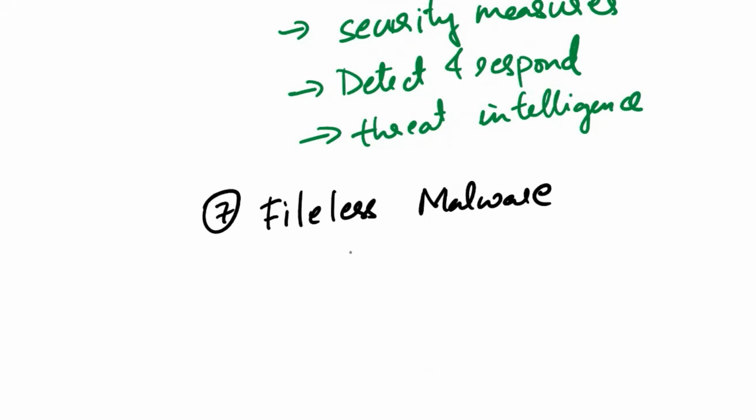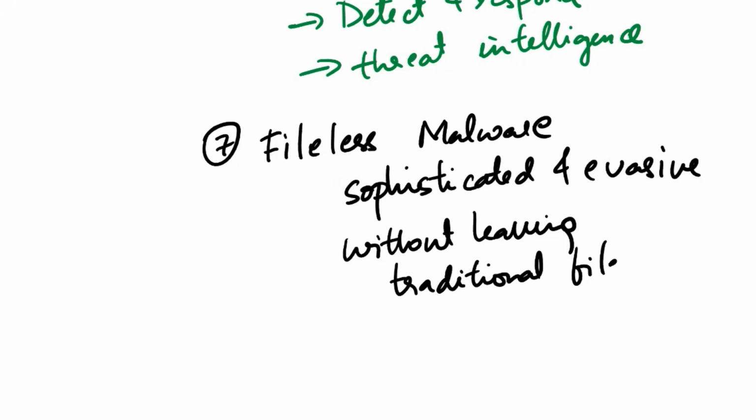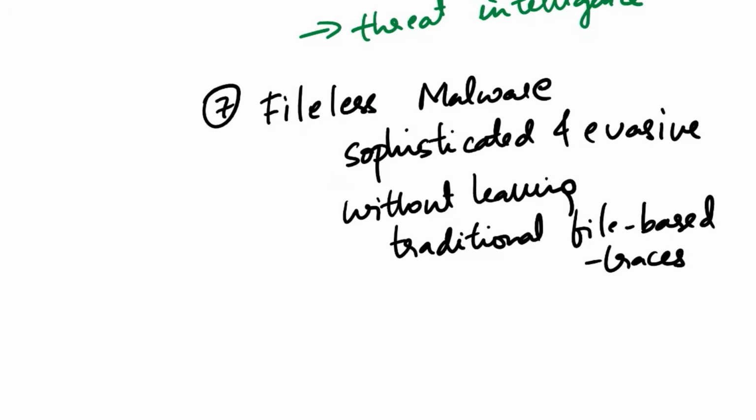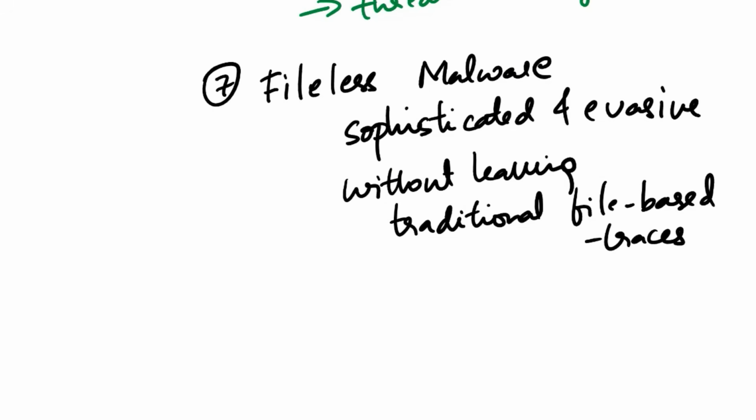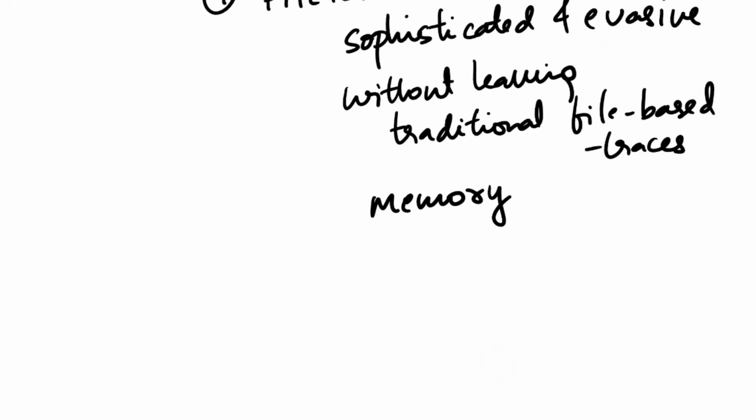Fileless malware represents a sophisticated and evasive type of malicious software that operates without leaving traditional file-based traces. I mean these traces on the victim's computer. Instead of relying on executable files or scripts saved on disk, fileless malware resides in memory and leverages trusted system processes and tools to carry out its malicious activities. This unique approach presents several security implications and challenges for detection and mitigation. Let's see the security implications of fileless malware.